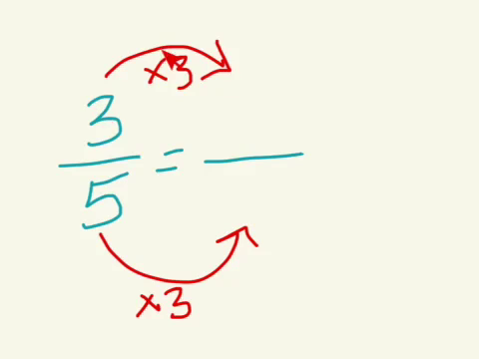Three times 3, 5 times 3. 9/15 is the same as 3/5, or 3/5 is equivalent, there's that equal sign, equivalent to 9/15. Now let's go the other way.